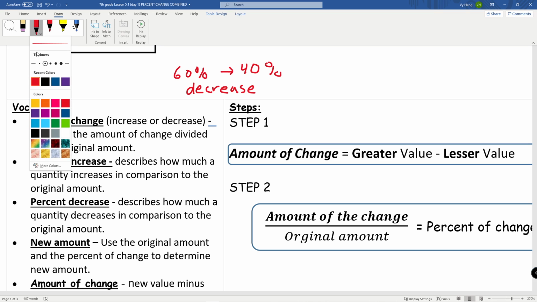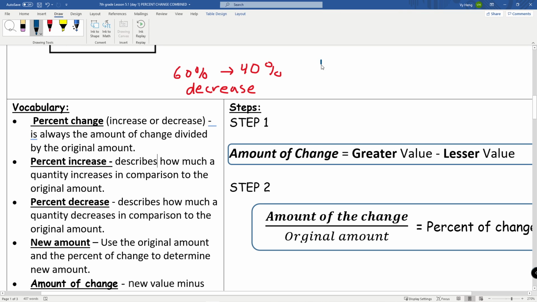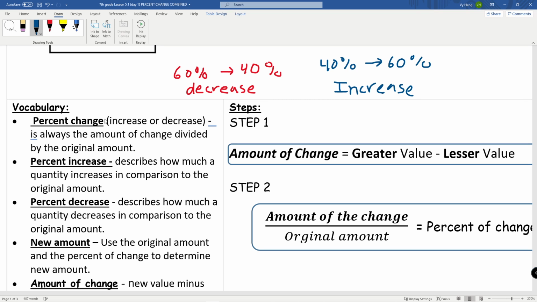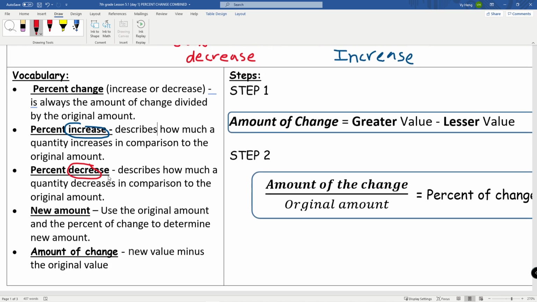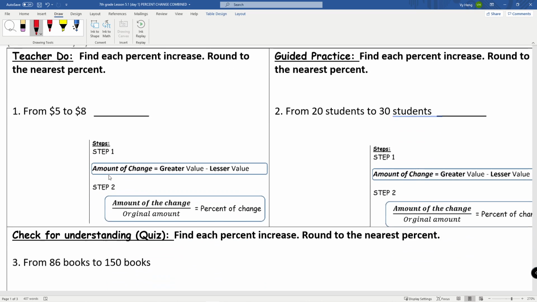And then you have the percent increase. So if I had, say, 40% and instead it went up to 60%, if I started with 40 and went to 60, well, that's called a percent increase. So percent change are these two here. It's an increase or decrease. And then the percent increase here is the increase right there. And then we got a percent decrease, which is the decrease right there. And then let's go down all the way to the first problem here.